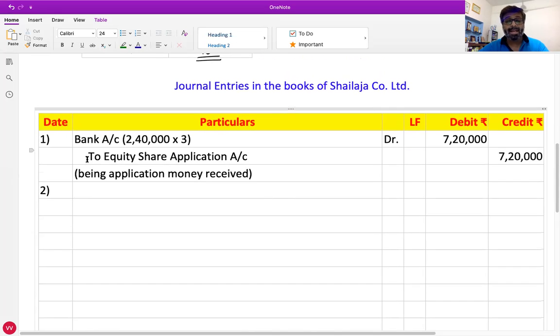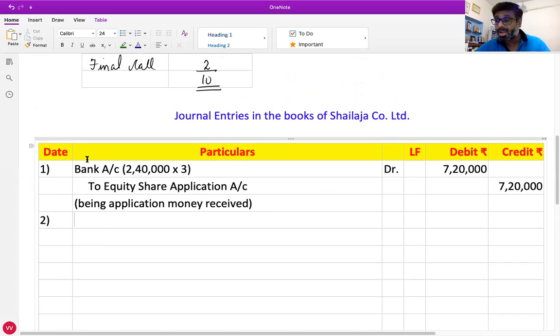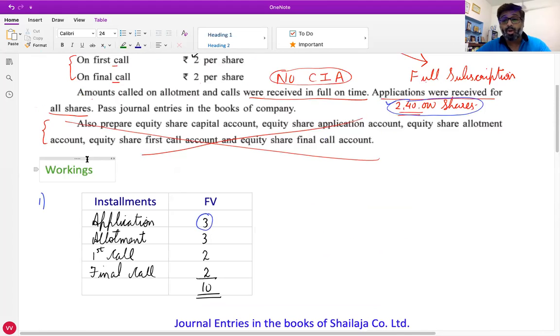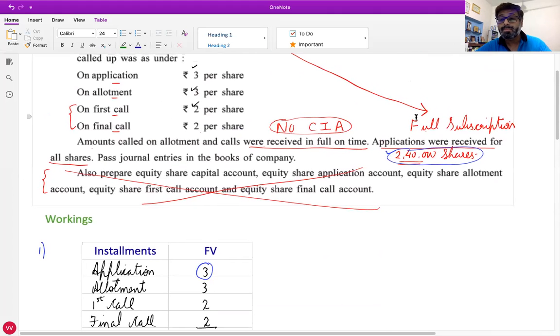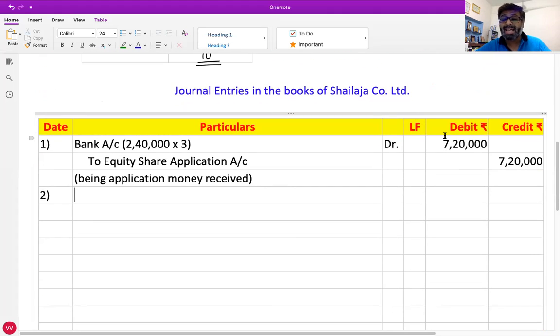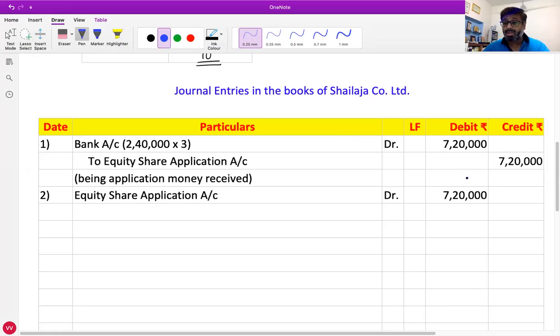Okay. Now, second entry. First entry, bank account debit to equity share application account. Second entry, application money will be transferred to share capital. Do we have any oversubscription and refund? No. There is no refund, which means the entire 7,20,000 you will close and transfer to share capital account. So equity share application account you will reverse and debit to close it. Any doubts in that? No. Equity share application account will be debited to close it with the full amount, 7,20,000.